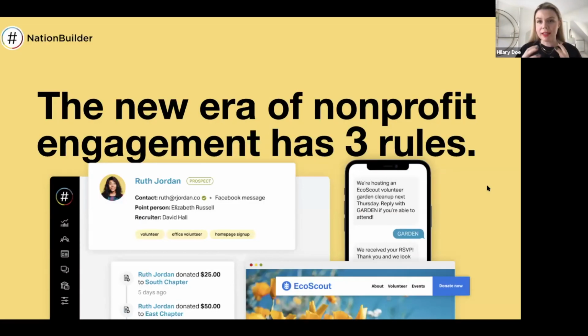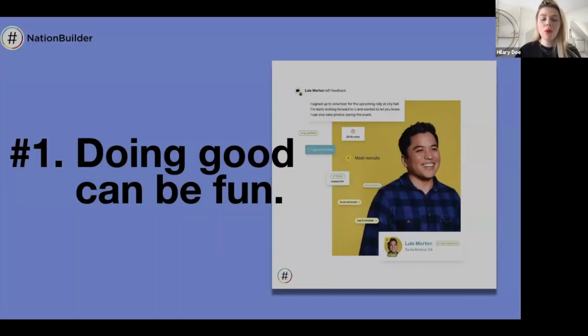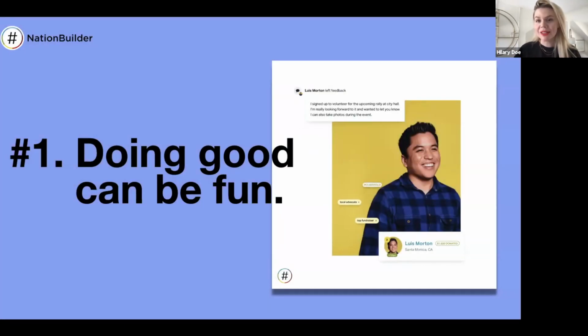So rooted in that, let's dig into those tactics. This new era of engagement in this changed world that we're in, we're really seeing it bear out to have 3 really critical rules that bear, again, a disproportionate improvement to your outcomes. So 1, and this is written in a way that's intentionally a little bit trite, doing good can be fun. Again, it's an offer, not an ask, right?